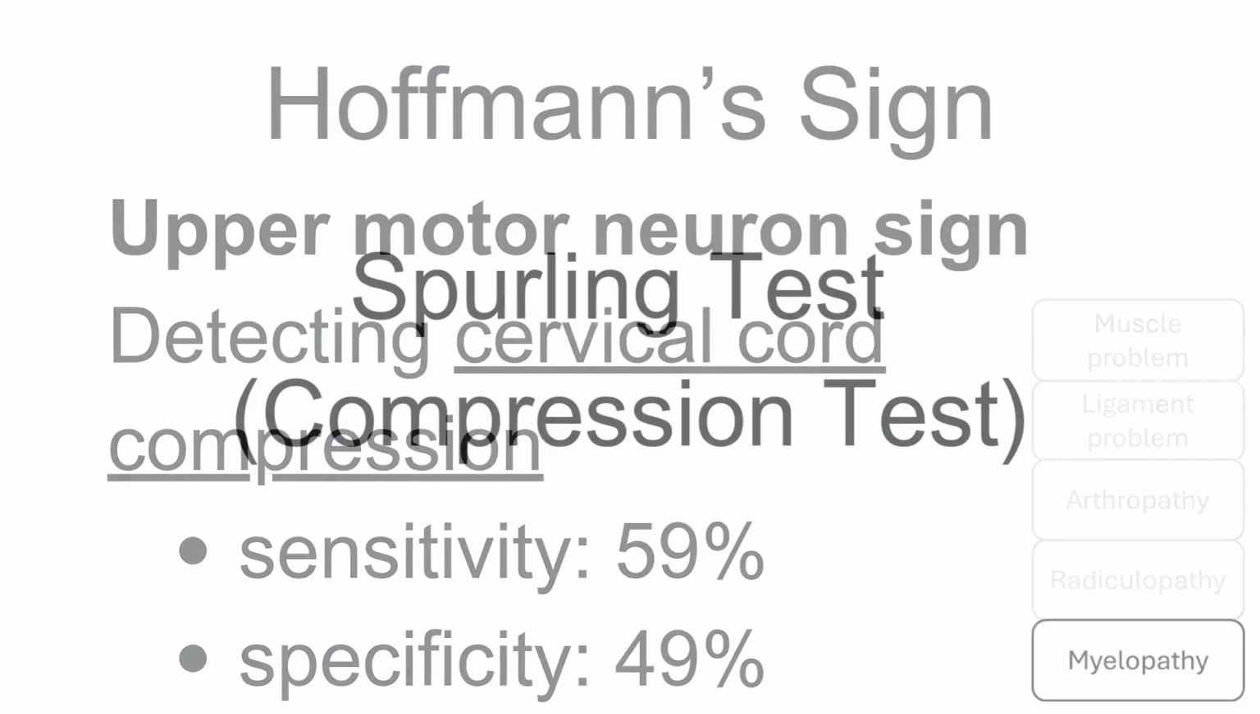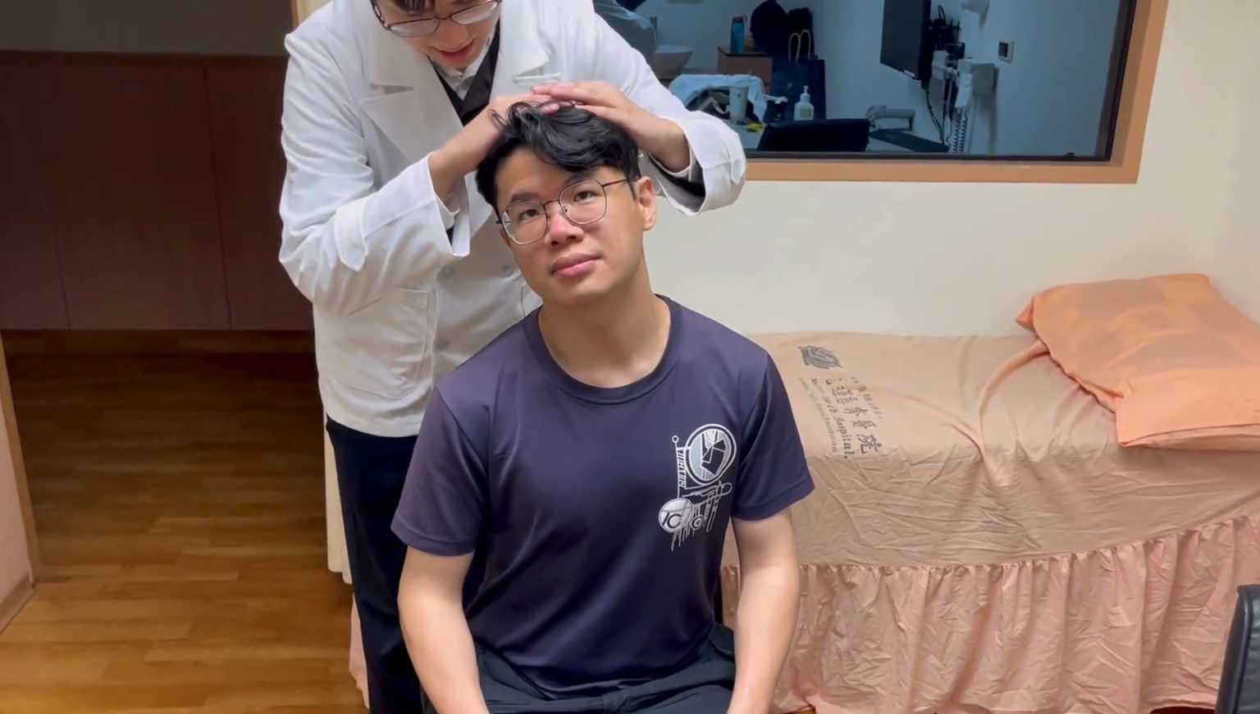Next, the Sperling test, also known as the compression test, which assesses for cervical radiculopathy. Start by asking the patient to gently extend their neck and bend it toward the symptomatic side. Take a moment to observe the movement first. Sometimes, this alone can already provoke symptoms. If there's no immediate reaction, you can then apply gentle downward pressure on the top of the patient's head.